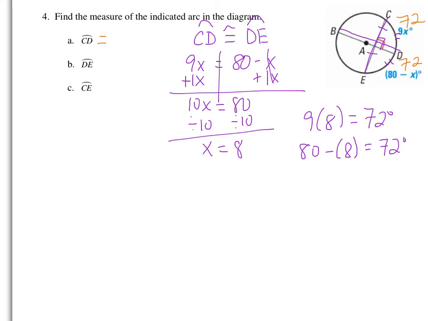So CD is 72 degrees, DE is also 72 degrees. And then if I want from C to E, that's the whole piece. So I need to take 72 times 2, and I get 144 degrees.